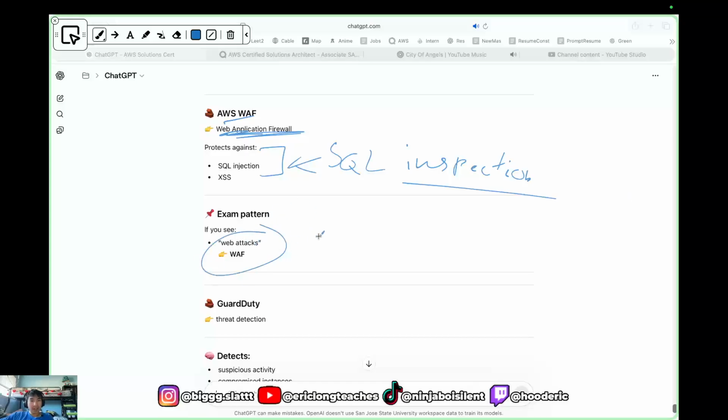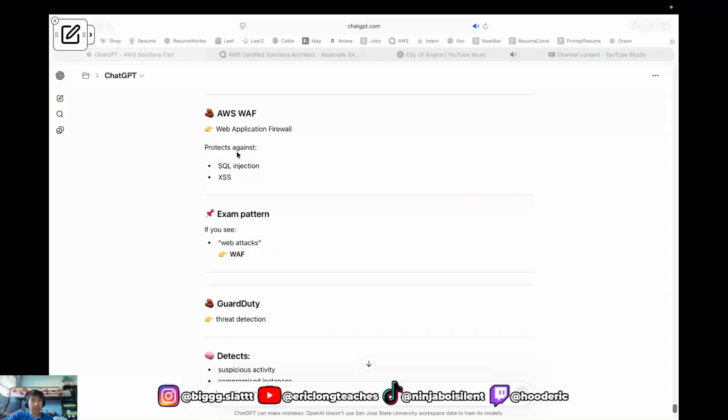So the other one was Shield, which is good for DDoS, denial of service. Well, WAF is good for web attacks. We could remember because web attacks start with W, and WAF starts with W as well. GuardDuty is also good for threat detection. Let's go ahead and go there.